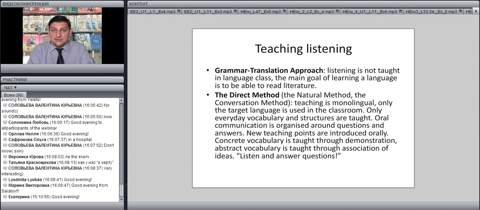I can give you an example of how you introduce information within this approach. What you do is, for example, when you talk about fingers, you can say, look at my hand. This is the thumb. This is the index finger. This is the middle finger.